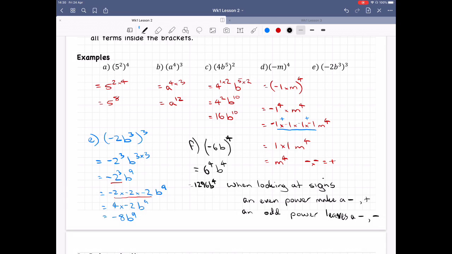So what I'd like you to do now is have a go at the exercises that have been set, and remember, if you have any questions, contact your teacher.